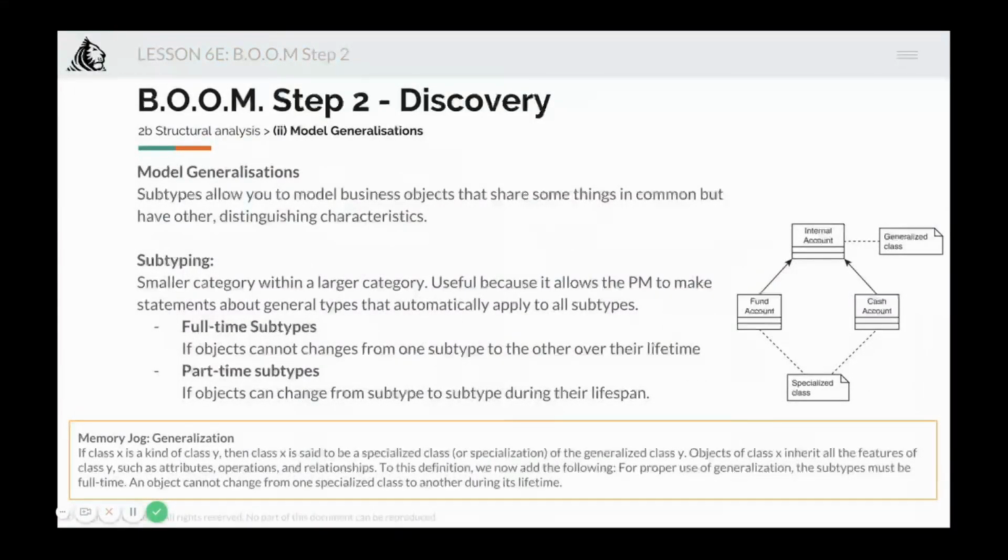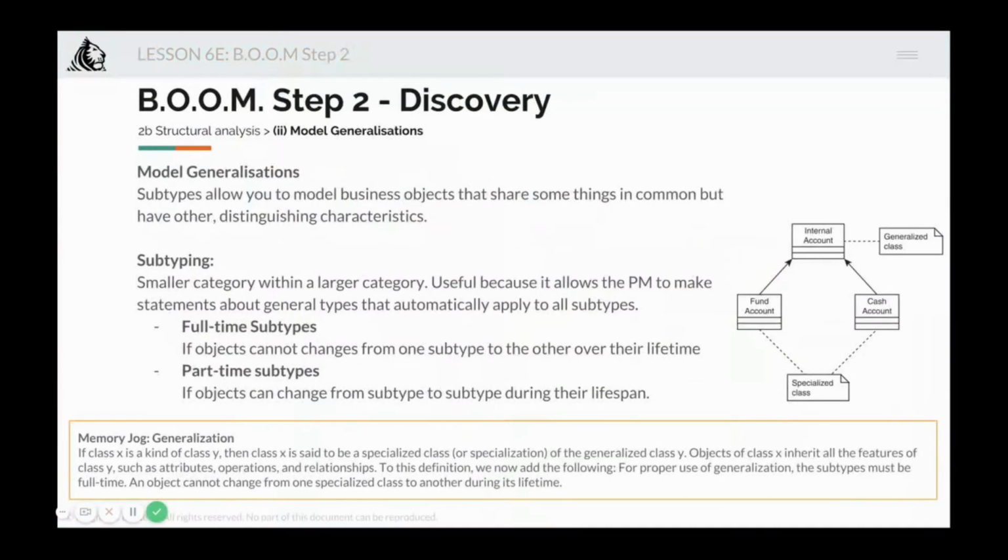So let me just go deeper into this. Subtypes will allow you to model business objects that share something in common. And like I said, subtyping is a smaller category within a larger category.